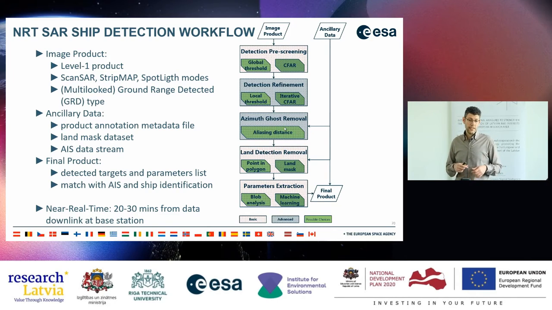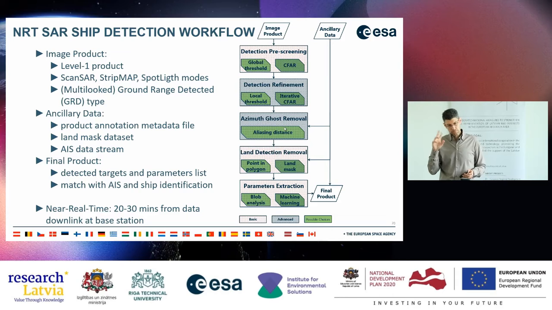So of course, the first step is a detection or pre-screening. In the green, there are different techniques. You can use a global threshold. You just have the whole image and say, okay, everything above this is a ship. It works and is fast, but the performance is not so good. And then you have the so-called CFAR detector, which is very used in radars. It stands for constant false alarm rate. We will see how it works.